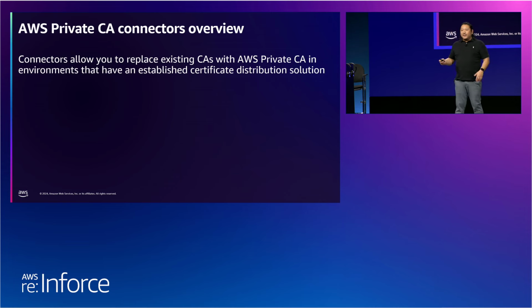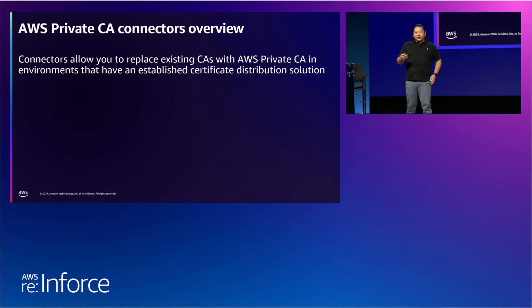So let's jump into the main topic of our talk today, which is AWS Private CA Connector for SCEP. So what does it really do? At the end of the day, it allows you to use AWS Private CA with SCEP-compatible applications, clients, endpoints. Typically, that means mobile device management solutions.